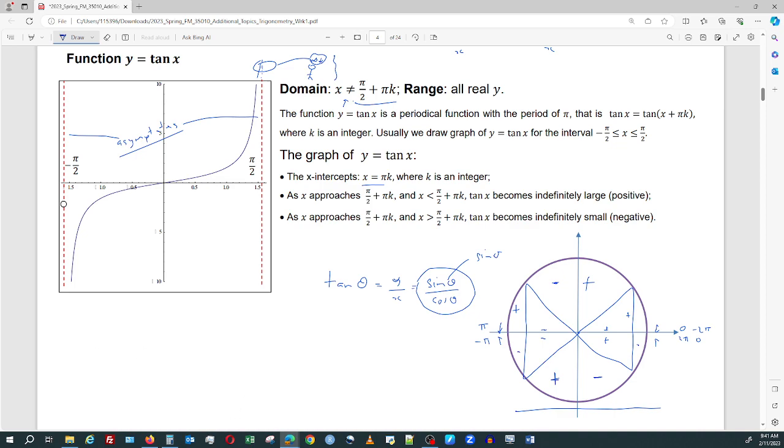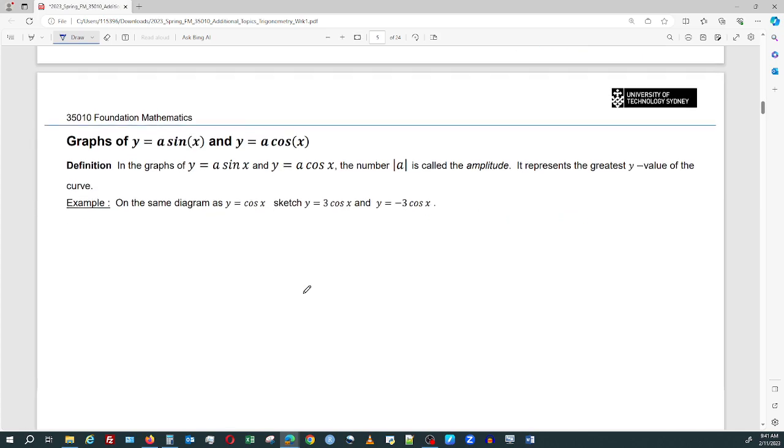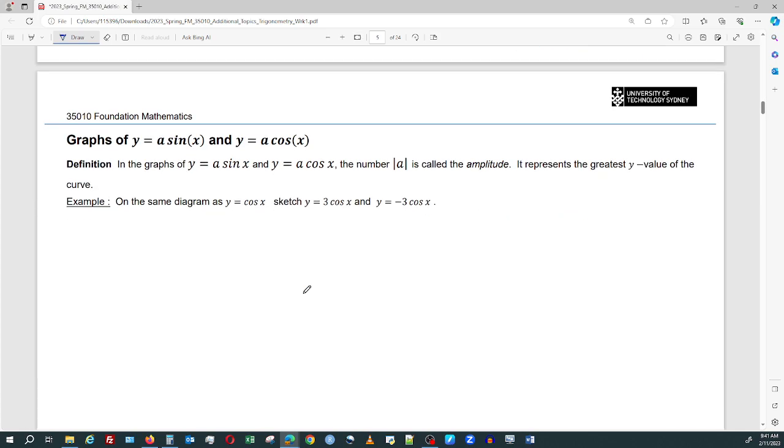All right, so let's move on and let's think about the implication of changing the amplitude. So these are good ones. These are just saying, what happens if I change A? Now, these bars mean magnitude, don't they? So the magnitude of A. Okay, so it's the amplitude.